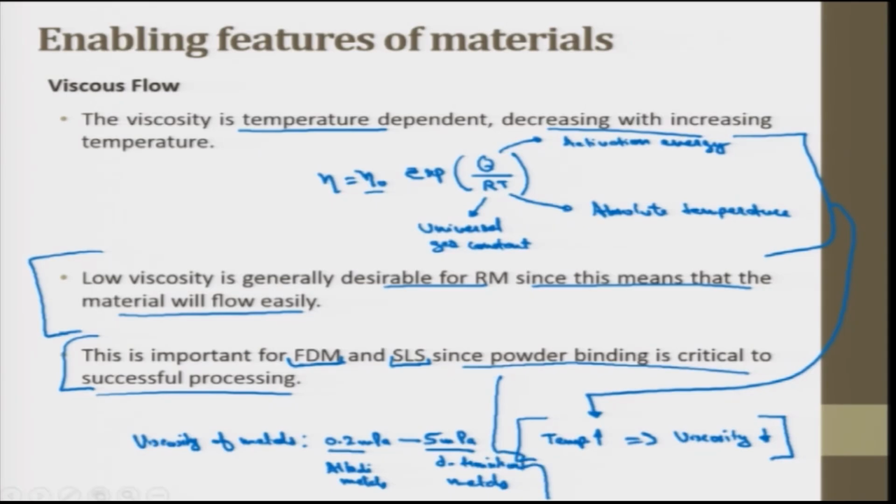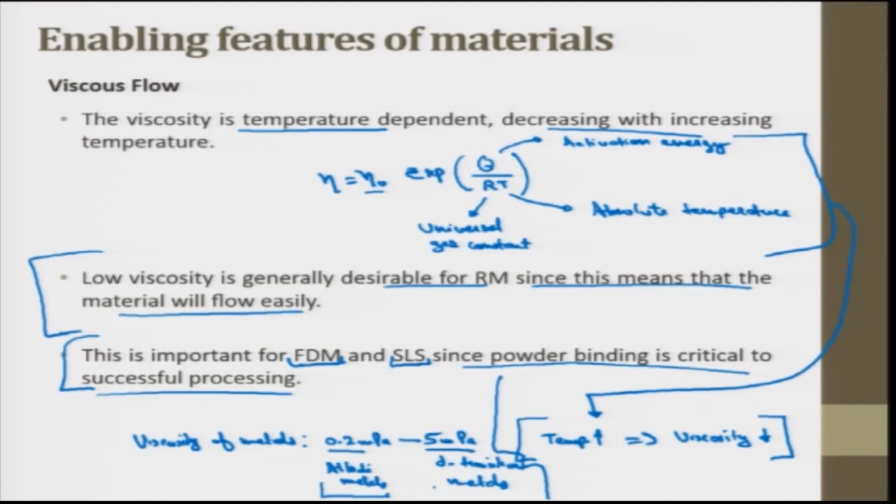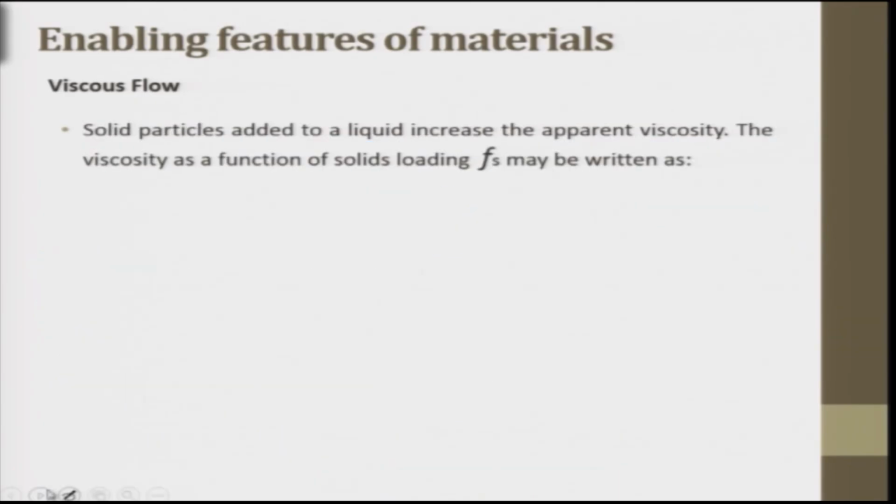So, for instance, viscosity of water at room temperature is 1 megapascal. This is just to give you a feel: 1 megapascal is water at room temperature. Lesser than that would be for alkali metals, and more than that would be for the D transition metals. Now, solid particles added to a liquid increase the apparent viscosity. This is obvious. When solid particles are added, viscosity increases.